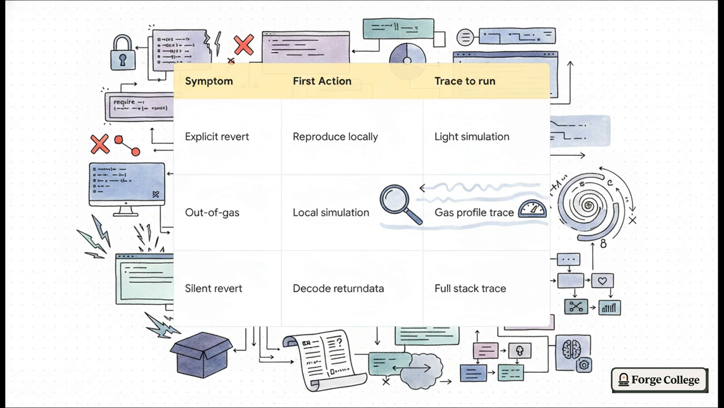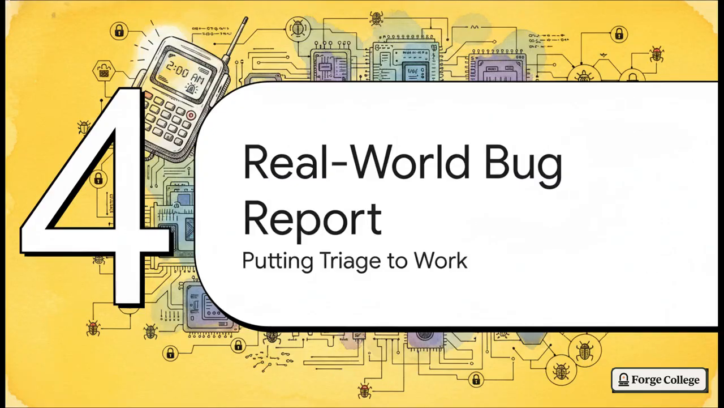Pretty simple. Now, if you get an out-of-gas error, your first step is a local simulation with an artificially increased gas limit. And if you get that dreaded silent revert, you immediately try to extract and decode that return data, only escalating to a full trace of the internal call stack if the decoded data turns out completely empty. See how smoothly that flows? Let's see this in action.